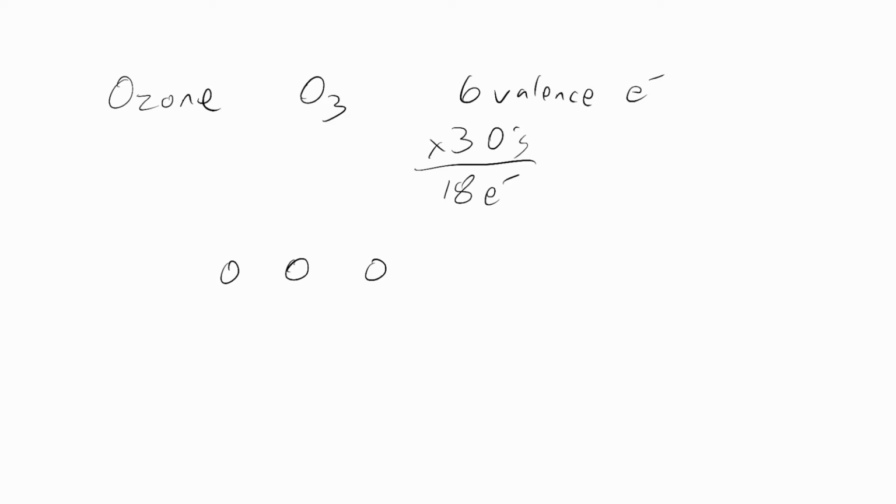Alright, so we know that with this arrangement, we're going to have at least a bond in between each one of the oxygens. So we'll draw in bonds there. And notice what we just did. We drew in these bonds, and each one of those bonds is 2 electrons. So we have 4 electrons taken from our total, and now we have 14 electrons left.